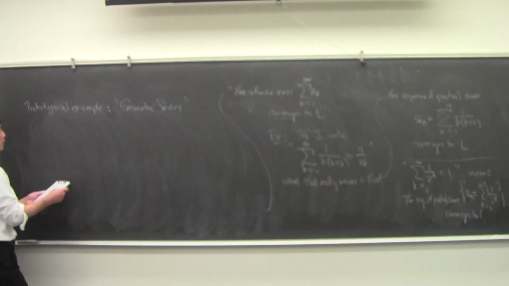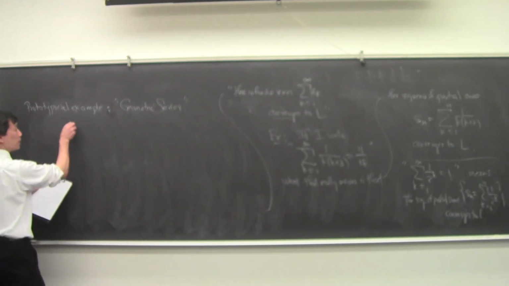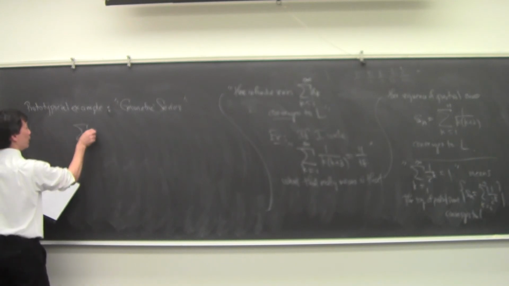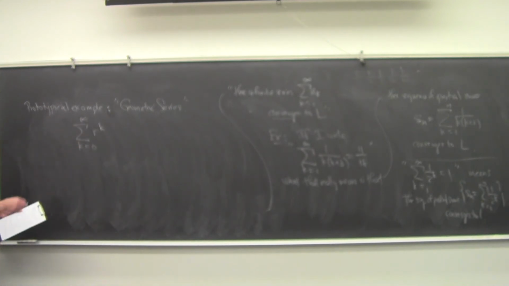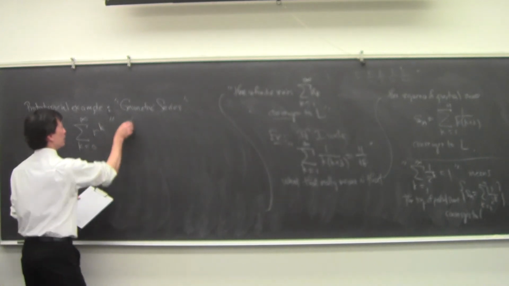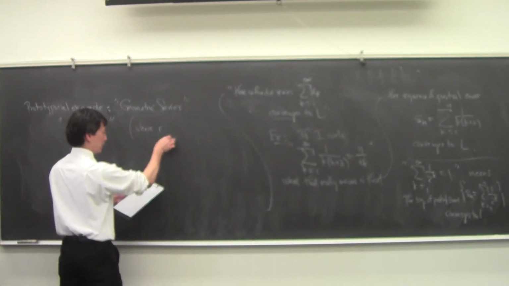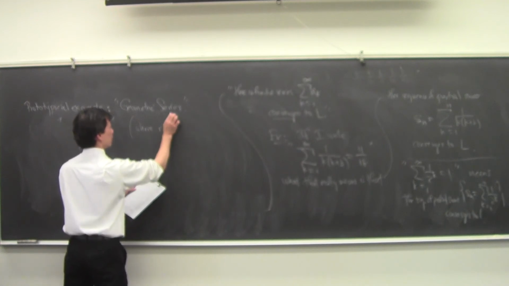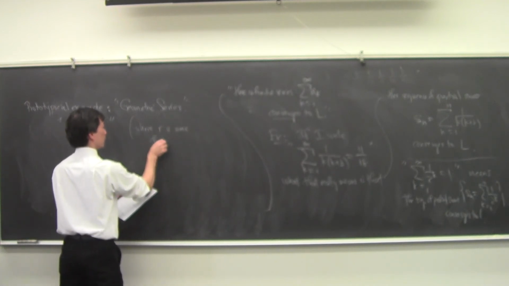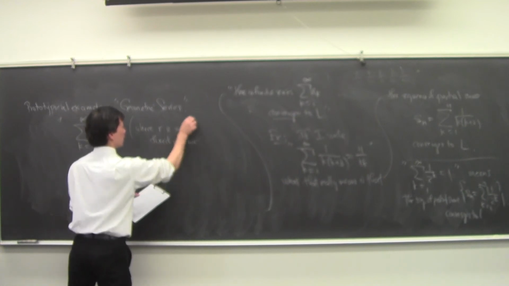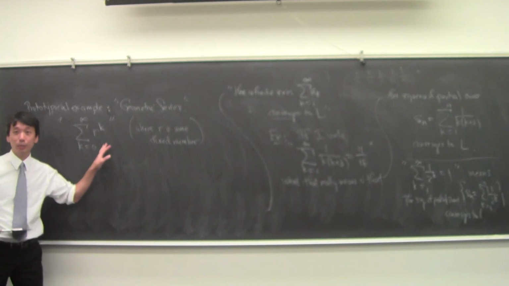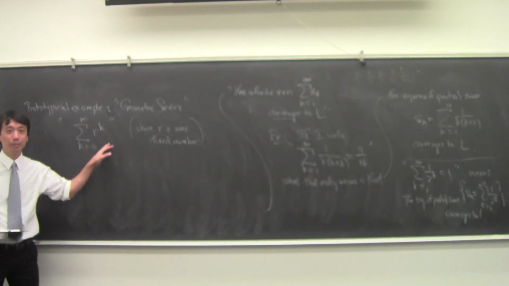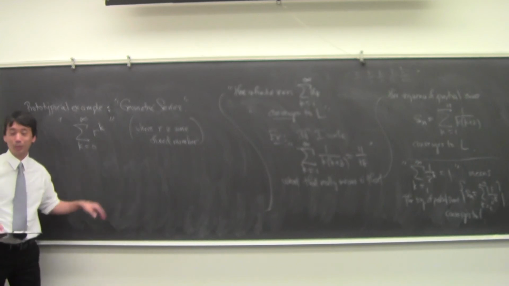Okay. So it looks like something like this. Summation of r to the k from k equals 0 to infinity, where r is some fixed number. How many of you have seen this before? Anybody seen this before? Okay, a couple of you have seen it.